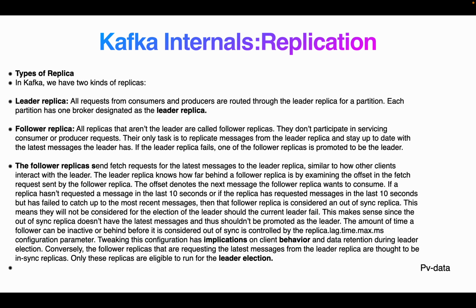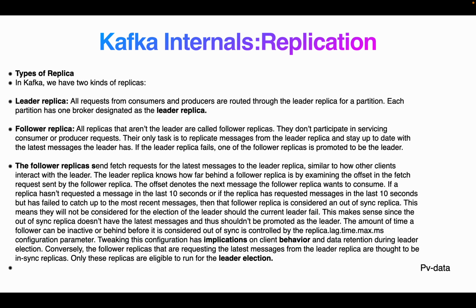If a replica has not requested a message in the last 10 seconds, or if the replica has requested messages in the last 10 seconds but failed to catch up to the most recent message, then the follower replica is considered an out-of-sync replica. This means it will not be considered for leader election should the leader fail. This makes sense, since an out-of-sync replica does not have the latest messages, so it should not be promoted as a leader.